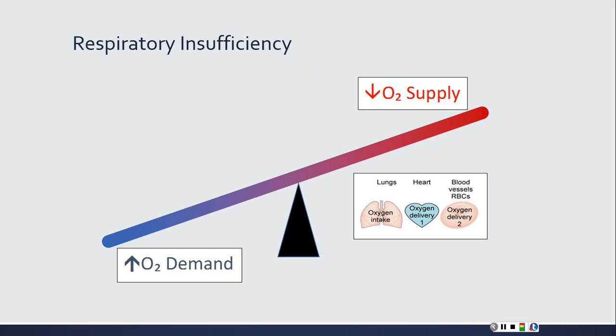If we don't have enough oxygen supply to level it out, we're going to have problems, and that's what we're going to eventually get to. Right now we're doing the A&P review, and all of this is stuff you've seen before, but it's important because you have to know what's normal before you can figure out what's abnormal.